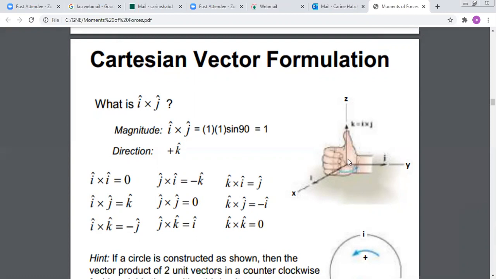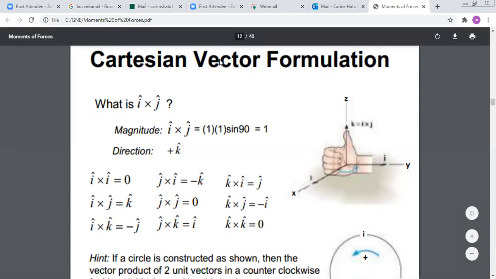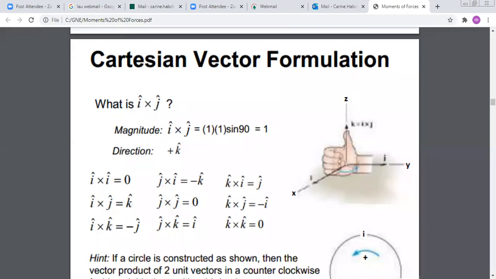So let us do it here. First, you put your 4 fingers along X and you rotate towards Y. When you do this, your thumb will act along positive Z axis. So here, this is a right-handed system, since Z is pointing along my thumb. On the other hand, if Z was downward, I cannot say that it's a right-handed coordinate system because it will not follow the right hand.